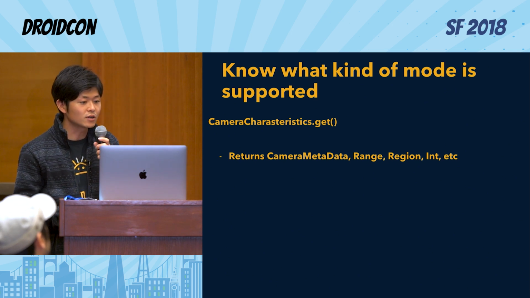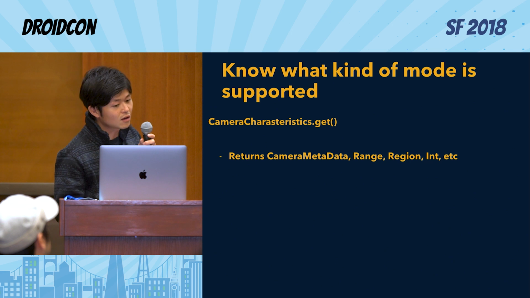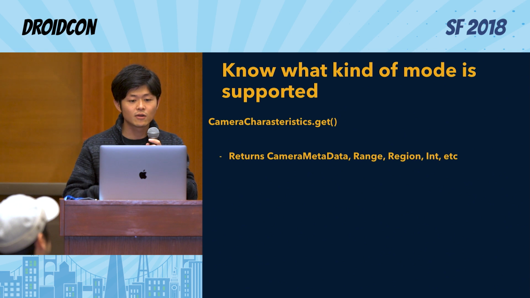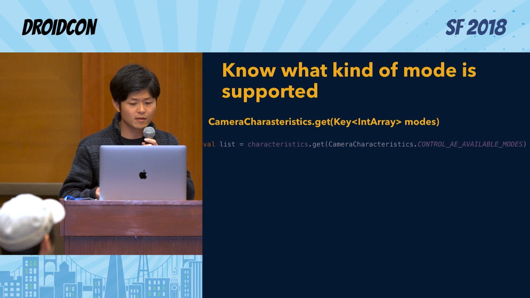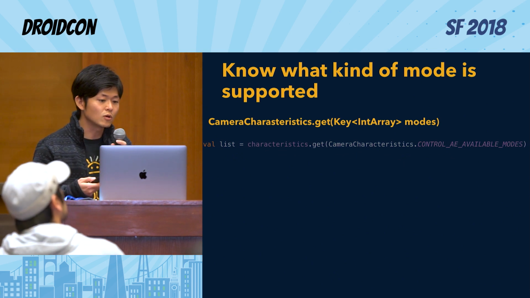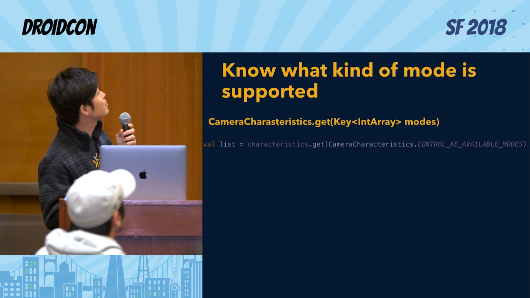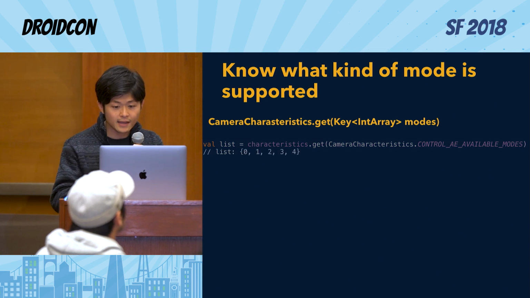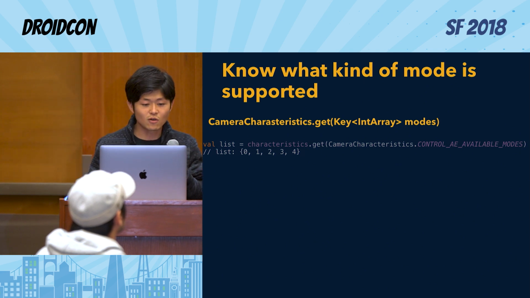To know what kind of modes are supported, we can use the CameraCharacteristics get method. This returns a value based on the key you input. It can return camera metadata: a range, region, integer, whatever. So if you want to look for the auto exposure mode, we input the key of modes. Here in this example, we put CameraCharacteristics CONTROL_AE_AVAILABLE_MODES. And the result we get is 0, 1, 2, 3, 4. It's a number, and we don't know what this is.